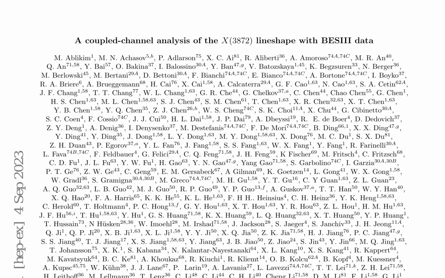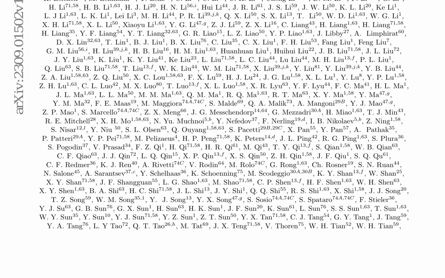The analysis involves fitting the invariant mass distributions of the D0 D0 pi 0 and J/psi pi+ pi- systems to extract the X3872 line shape. The results indicate that the X3872 is likely a D0 D0 pi 0 molecule with a binding energy of approximately 0.37 MeV.